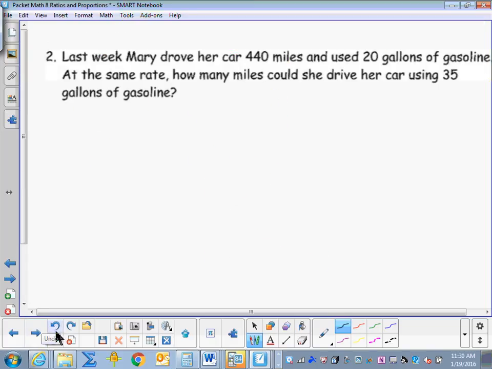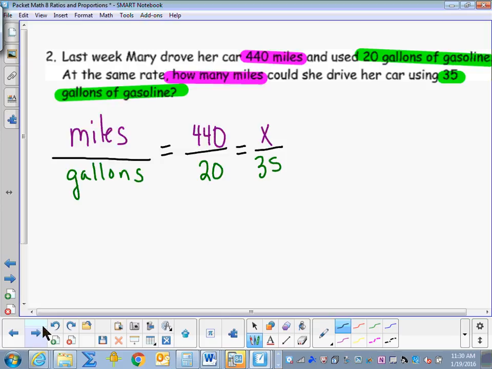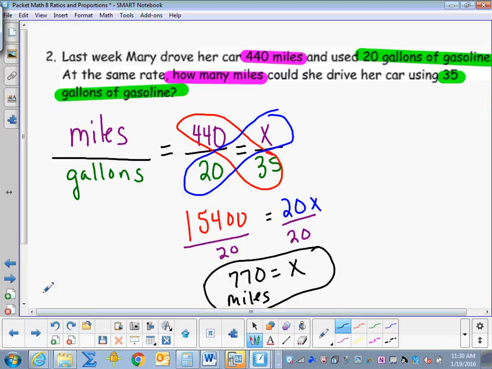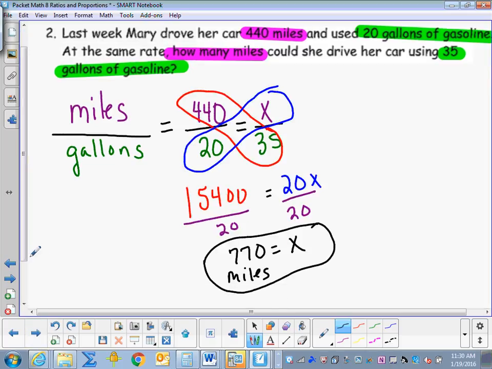Number 2, last week Mary drove her car 440 miles and used 20 gallons of gasoline. At the same rate, how many miles could she drive her car using 35 gallons of gasoline? So we're comparing miles to gallons of gasoline. So go ahead and set up the proportion for that and solve. So I first highlighted my information, and I'm comparing miles to gallons, and my proportion was 440 over 20 is equal to x over 35. I cross-multiplied and solved and determined that she could drive 770 miles.